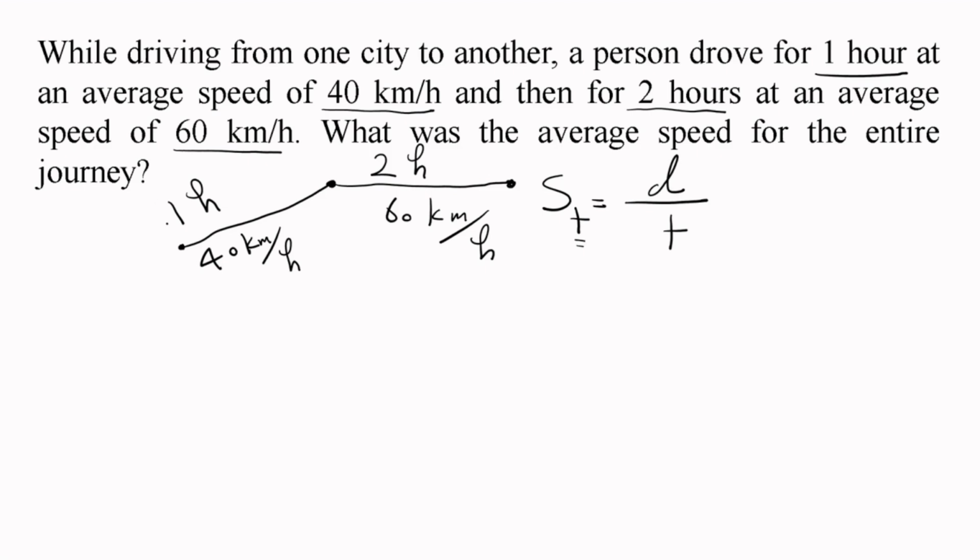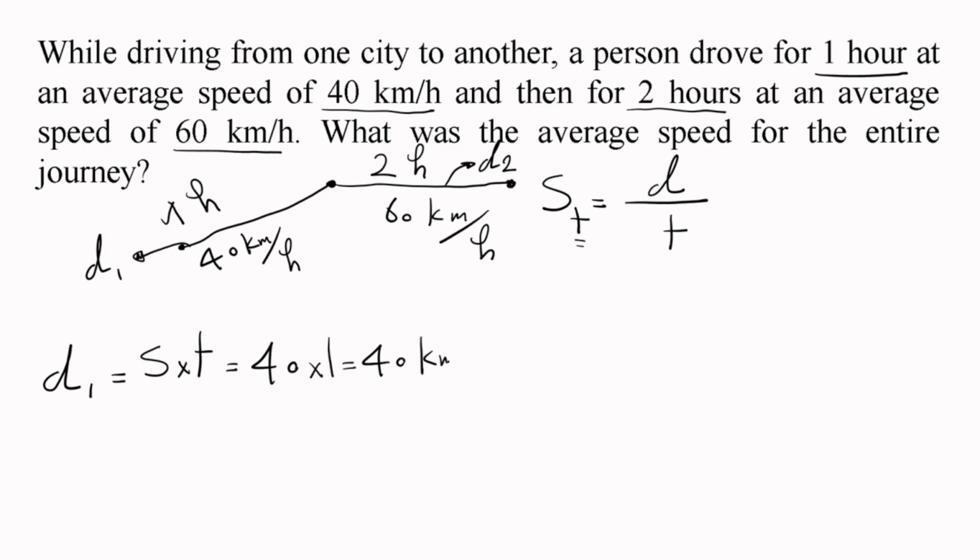So I need distance and time for each part. Do I have time for the first part? Yes, but I do not have distance, so I must calculate d of the first part, and I need distance of the second part. Okay, let's go for it. Distance of the first part is equal to s times t. Do I have s? Yes, it is 40 kilometers per hour, and time is 1 hour, so the units are corresponding. It is going to be 40 kilometers. Do I have d for the second part? No, I must calculate that. It is going to be s times t, so 60 times 2, which will be equal to 120 kilometers.